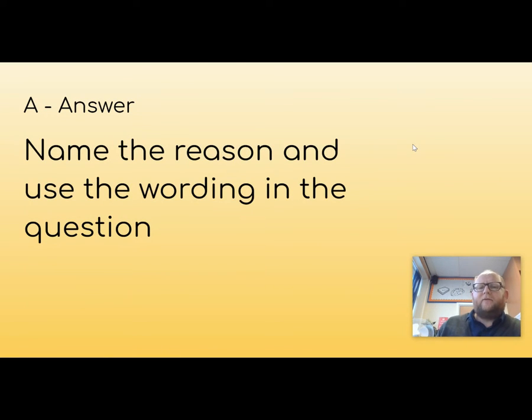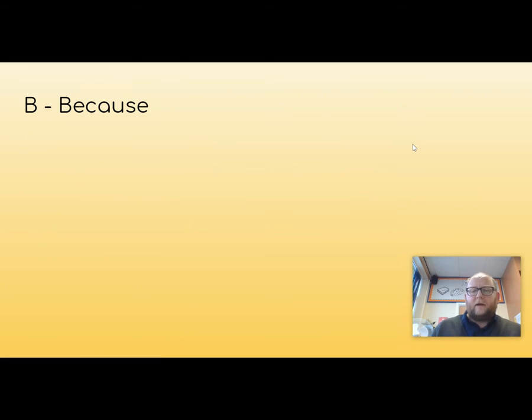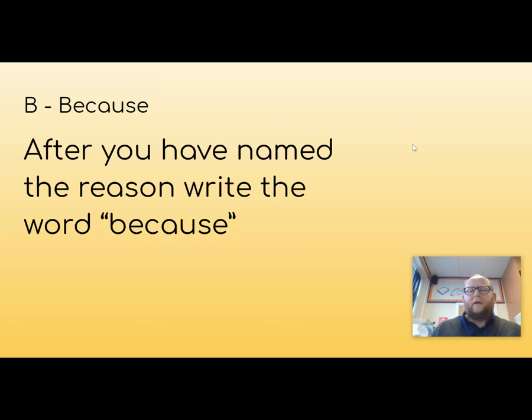What I mean by naming the reason and using the wording in the question is something like this. Let's say the question was, explain the reasons why Neville Chamberlain decided to appease Hitler. You would go with something like, one reason Chamberlain decided to appease Hitler was that he felt that Britain was not ready for a war in 1939. Okay? And then the next thing you do is you very simply write the word because. So you would talk about Chamberlain not ready for a war because.